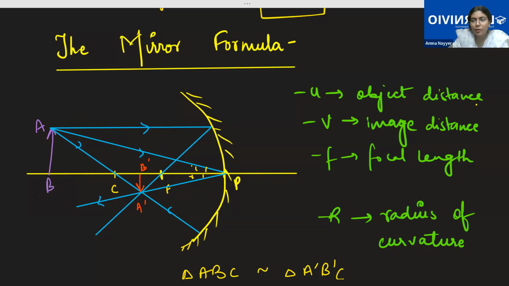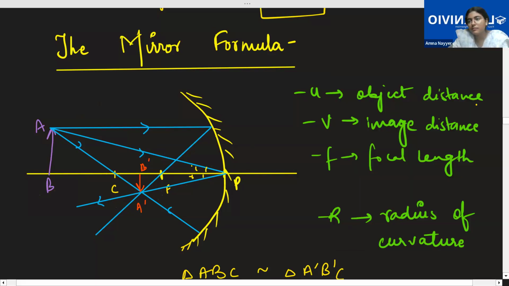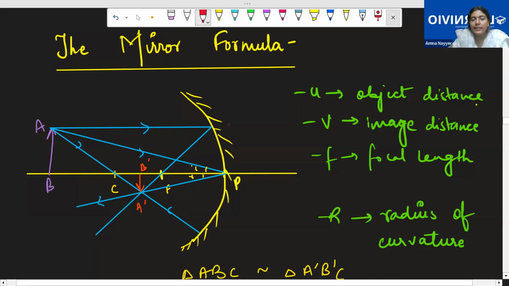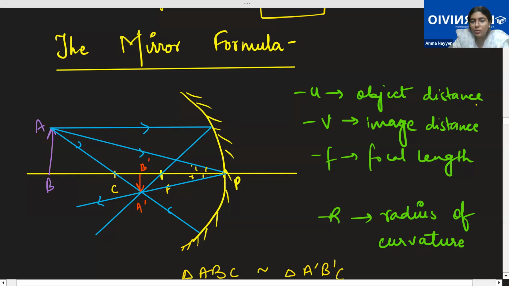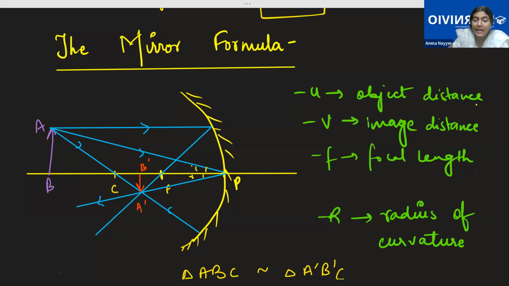See, from B point to this P point, everything is measured with respect to the pole of the mirror. So from the pole, move to the object. That is known as the object distance. Wherever your object is put, this is the object distance, U. Now, as per our sign convention, U will be negative because it is put in front of the mirror.